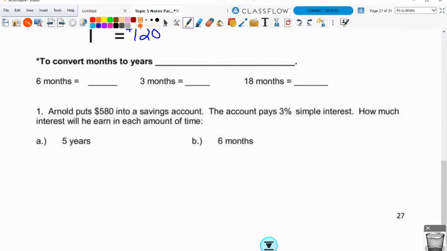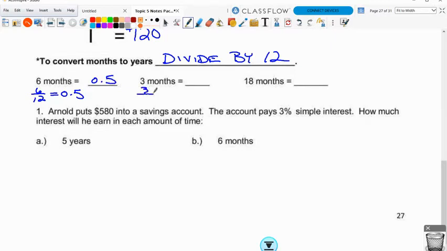In our last example, they gave us the time in the number of years, but in some examples, they'll give you the time in the number of months. So we need to be able to convert the number of months into years. There are 12 months in a year, so in order to convert months to years, all you need to do is divide the number of months by 12, and that will tell you how many years that would be equal to. For example, 6 months: 6 divided by 12 equals a half of a year. 6 months is equal to a half of a year.